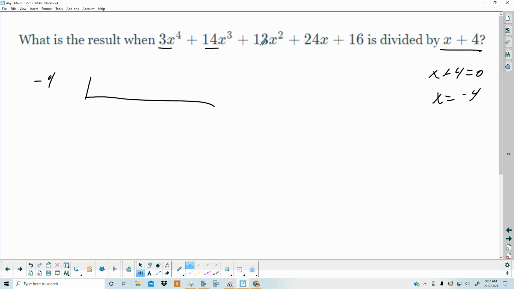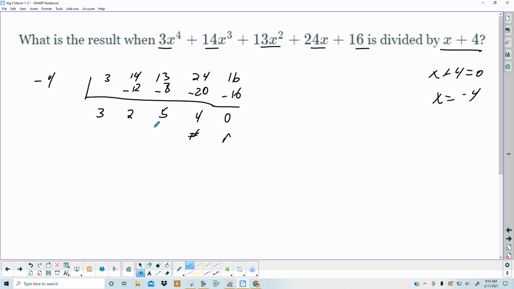Now just put the coefficients. 3, 14, 13, 24, 16. Okay. Drop this number below. Start multiplying. Negative 12. Add them. Don't change any signs. Just add them. So then that'll be 2. Negative 4 times 2 is negative 8. Add them. 5. Negative 4 times 5 is negative 20. Add them. 4. Negative 4 times 4 is negative 16. Add them. Remainder is 0.